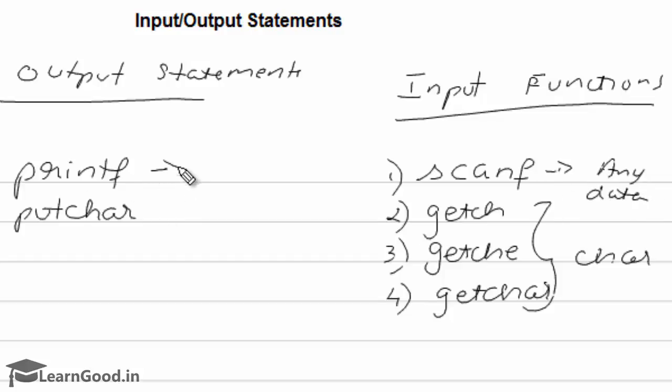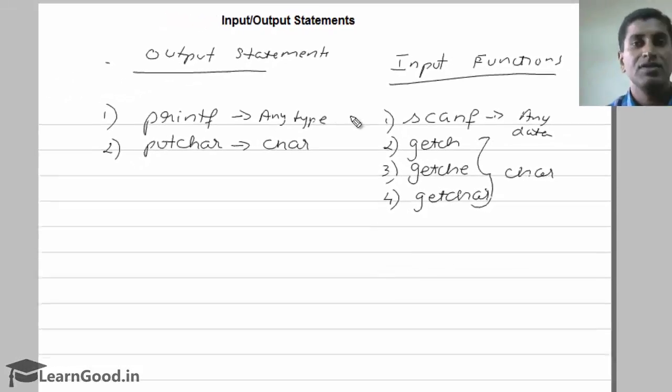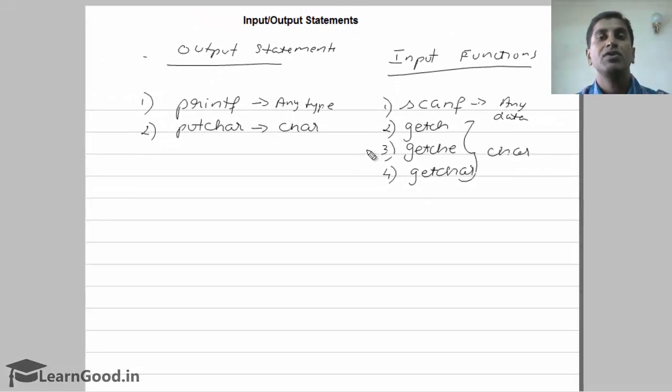In the same way, the printf function is meant for displaying data on the screen. You can display any type of value, any data type, here, whereas putchar can be used to display only one single character on the screen. These are the different functions which we call input-output statements. We'll discuss each one of these in detail. We'll start by discussing how to display data on the screen using printf, which is used for displaying any type of value.